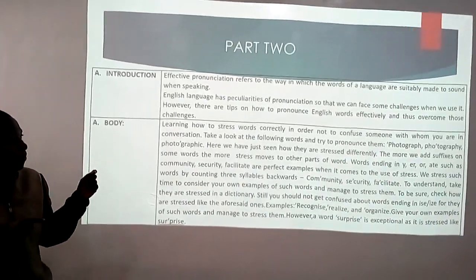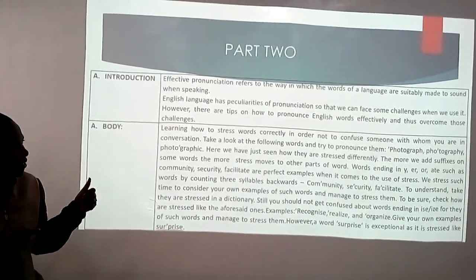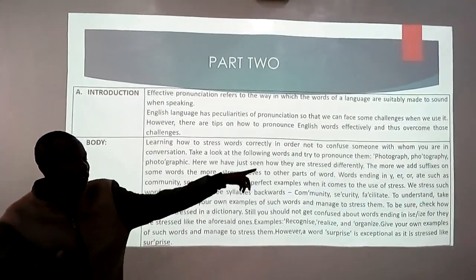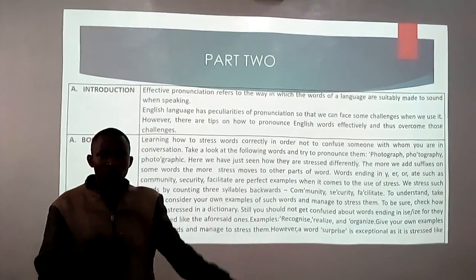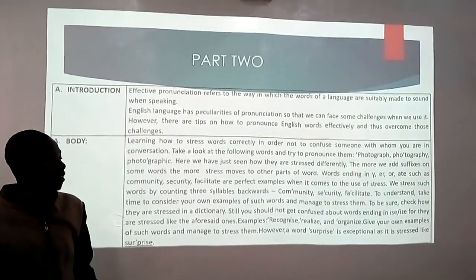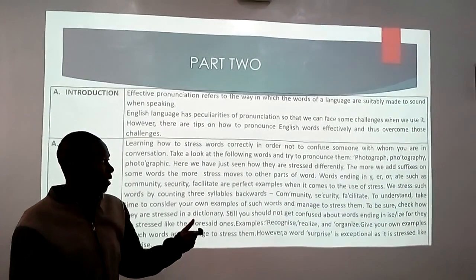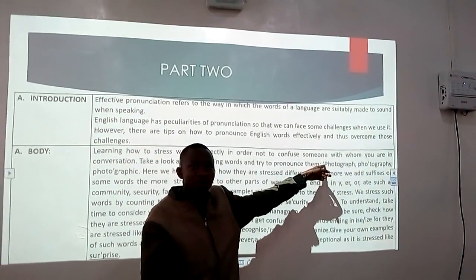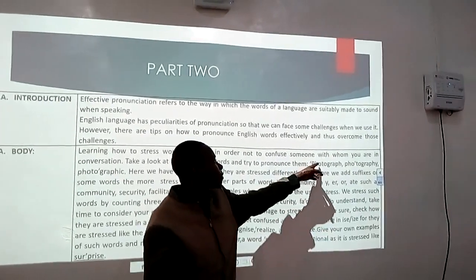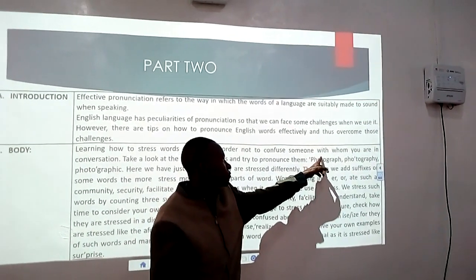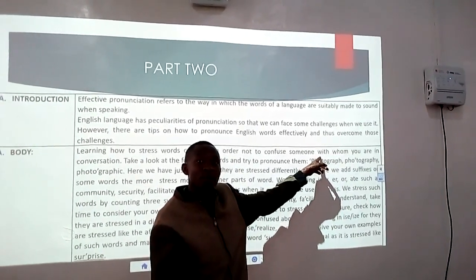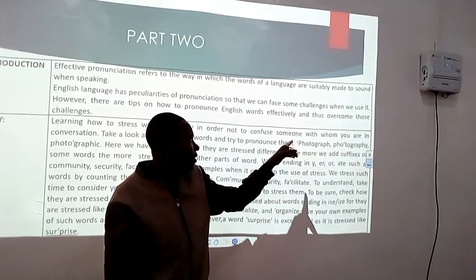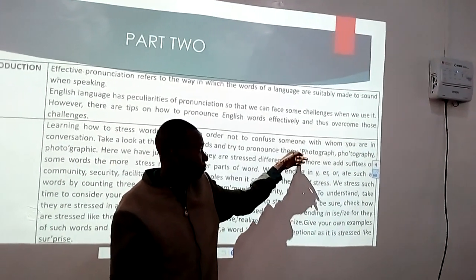Take a look at the following words and try to pronounce them. Now, first of all, what we have is photograph. Don't you see it? Photograph. If you put your primary focus on the stress, you see that the stress has been put here on the first syllable. Okay? You cannot put the stress on the wrong syllable of photograph, because it can sound wrong, which is not correct. Rather, it is stressed like this.